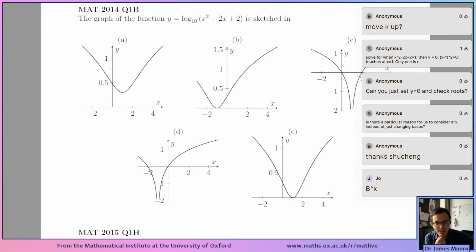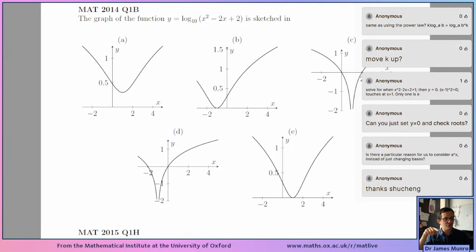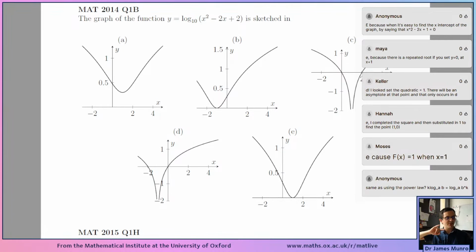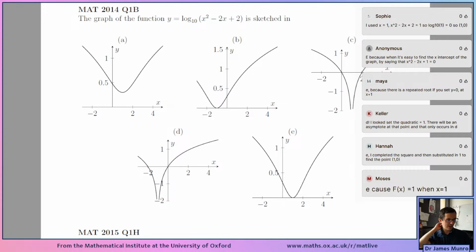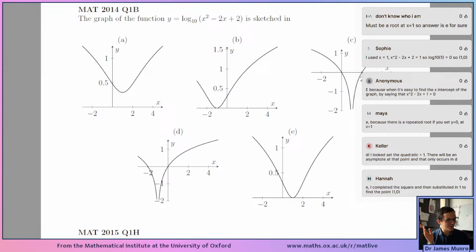What does move k up mean? Is that an instruction to me that I should move something somewhere? Or are you moving a graph upwards? And then I like this. So one person is talking about setting y equals 0, and the next person next to them, a different anonymous person, I think, is talking about something slightly different. There's some folks coming in for E. Hannah completed the square, love it. See a quadratic, why not complete the square?